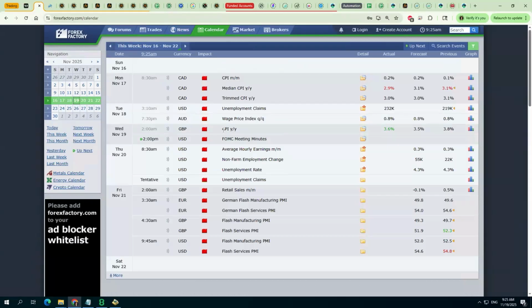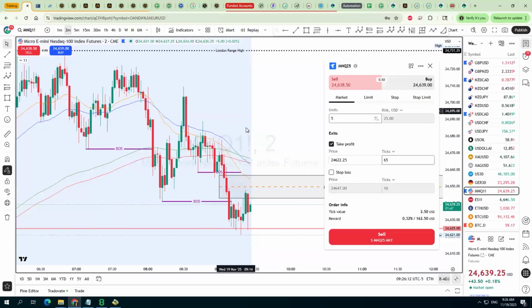So we had CPI numbers coming out higher than expected here for the UK. And then we've got 2 o'clock FOMC meeting minutes, that's at 2 o'clock today. And then tomorrow is going to be jobs out in the morning. So nothing right now coming out.